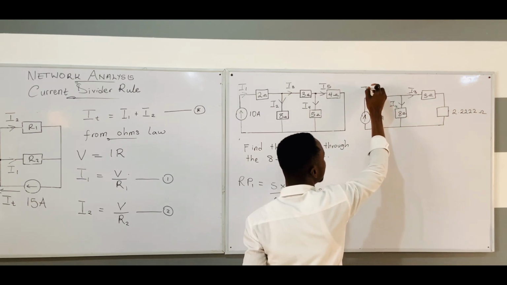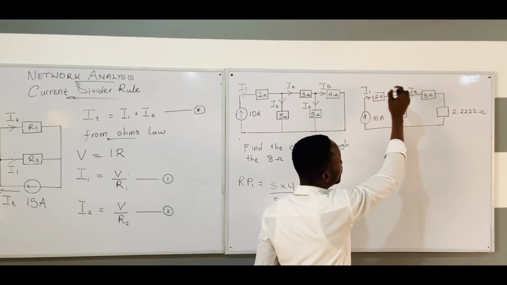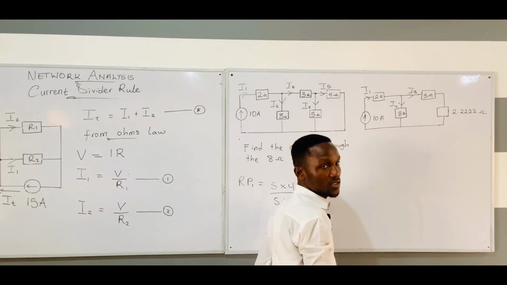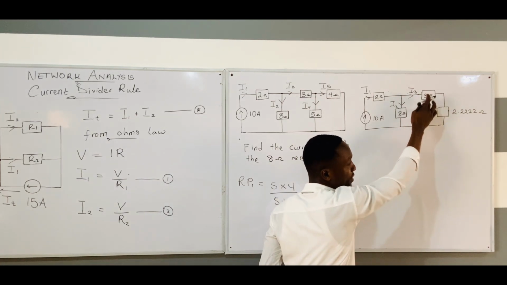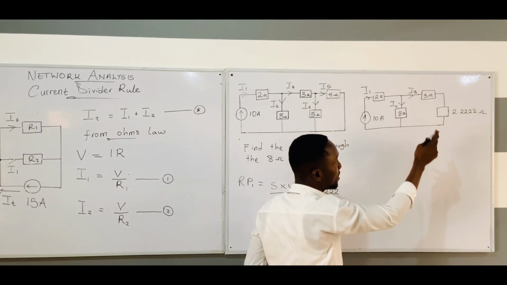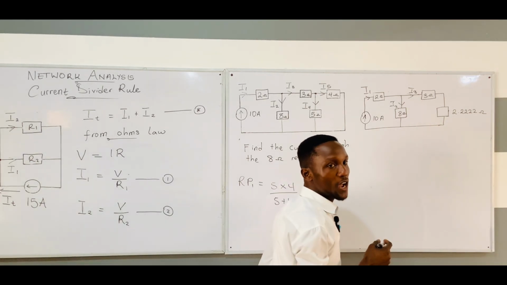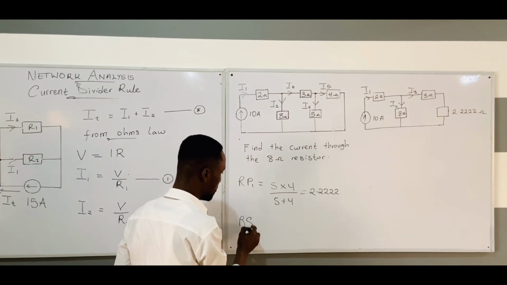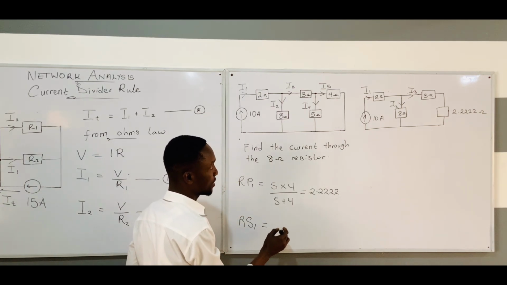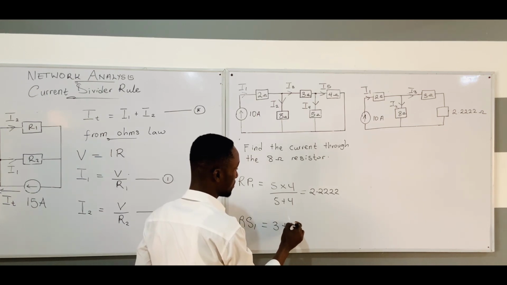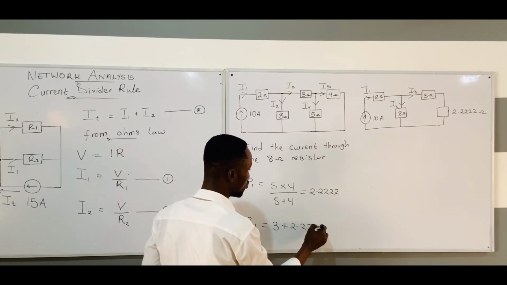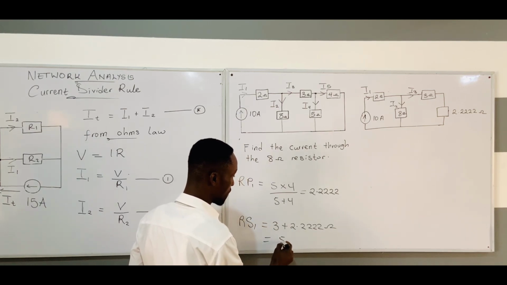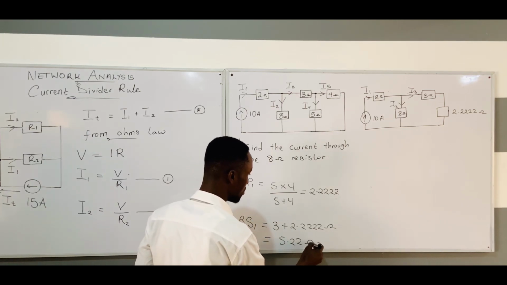I2. This is I1. So I3 will pass through this 3 ohm and at the same time pass through this junction. That is why we have to join them together. So when we join them together, we have what? 5.5 ohms. So let me put it here. So R series 1 is going to give us what? 3 plus 2.2222 ohms, which is approximately 5.22 ohms.